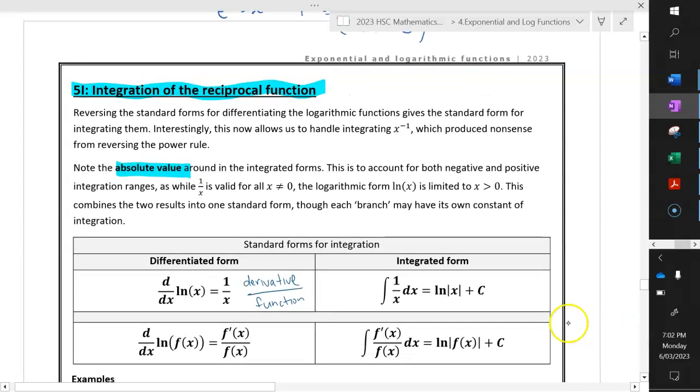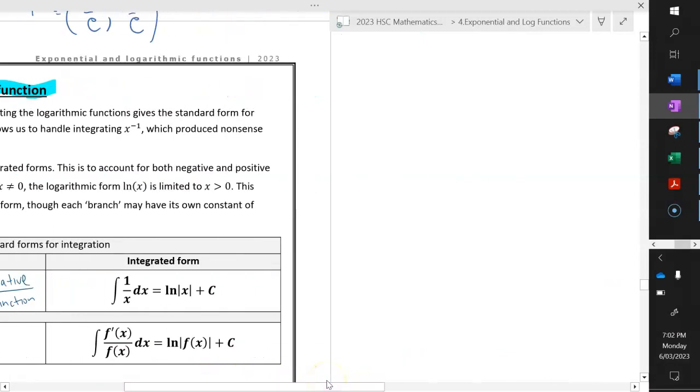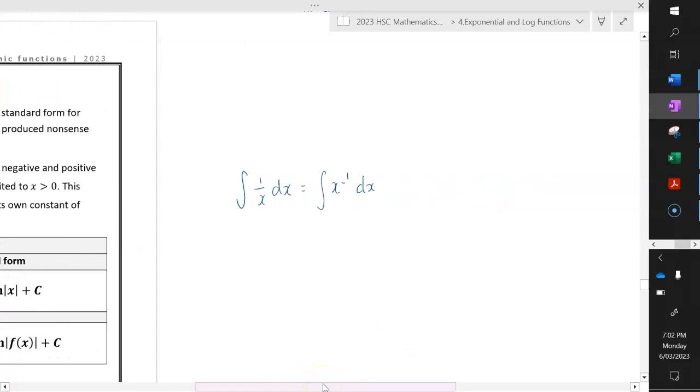Now, I'm just going to move over to the side over here because I want to show you something. So if I integrate 1 over x dx, what that actually is, is x to the minus 1 dx. Okay, we know that. We're quite good at that now. Now, using our rules for integration, what I normally would do would be add 1 to the index, divide by that new index. So if I do that, I would end up with x to the, what do I get when I add 1 to minus 1? I get 0. And then I divide by 0, which is not possible.